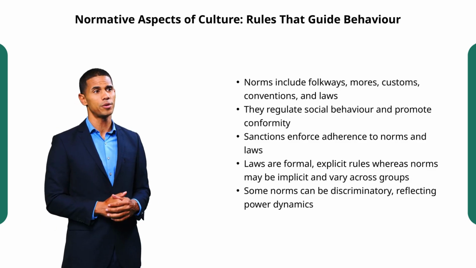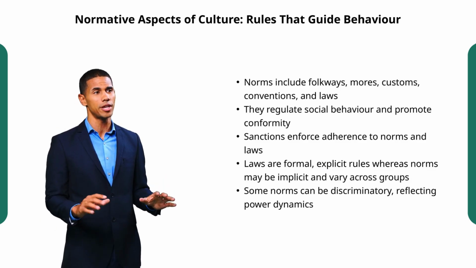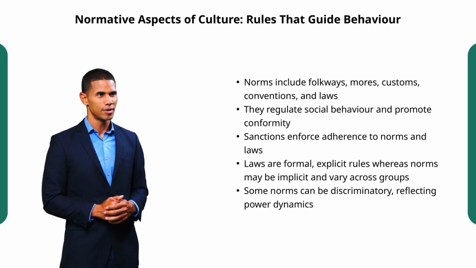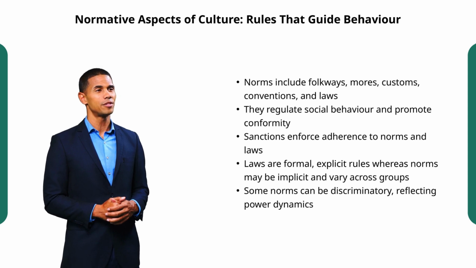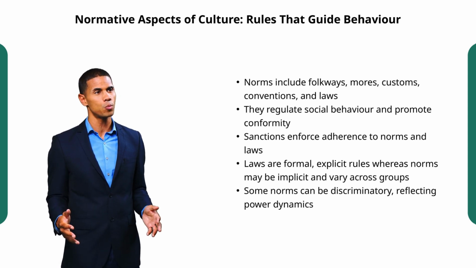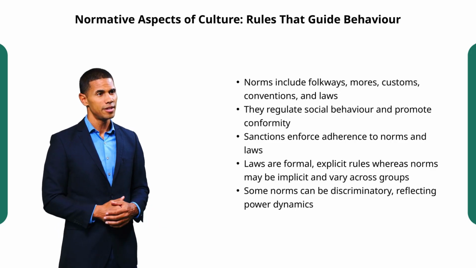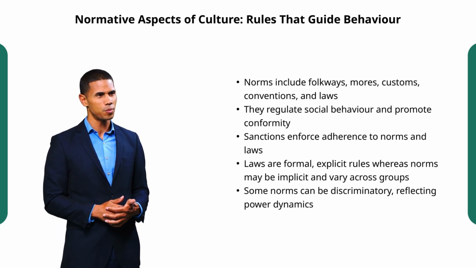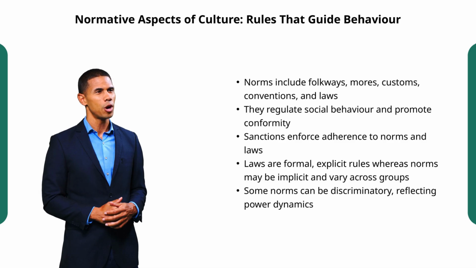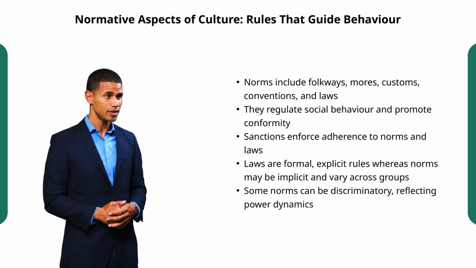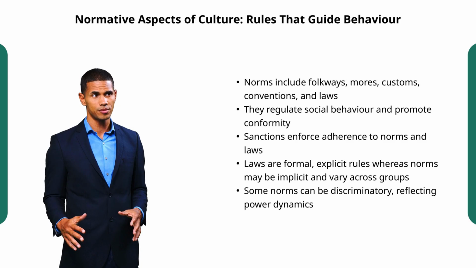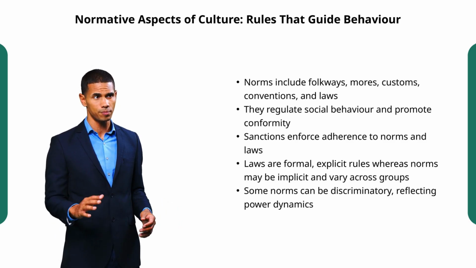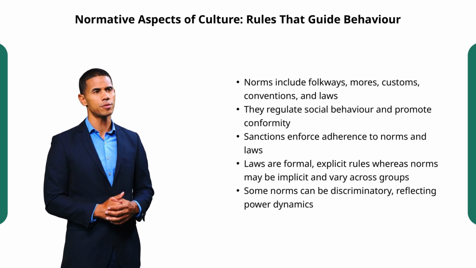Moving on to the normative dimension, which shapes our behavior through the social rules we learn and internalize. Norms include folkways like daily habits, mores, which are stronger moral rules, customs related to culture, and laws enforced by the state. We often follow norms automatically because of socialization, growing up learning what is expected. Every norm has sanctions, rewards for following them, and penalties for violation.